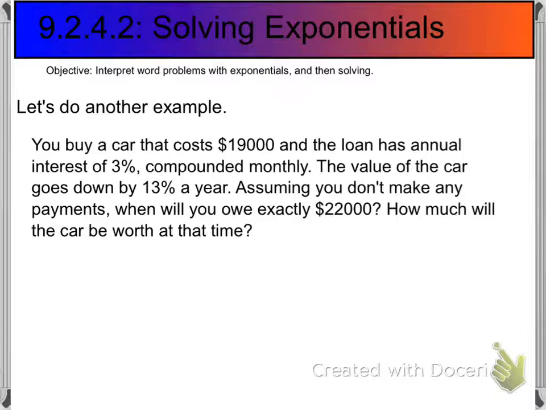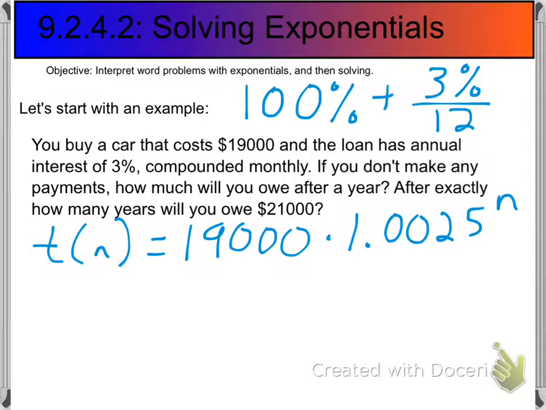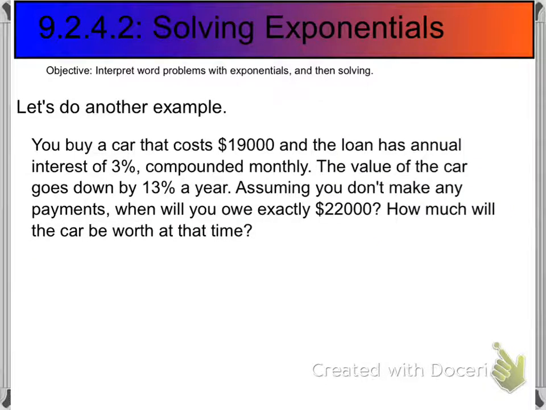Alright, so this is actually the same situation. So the first part, about 19,000, the loan is 3% compounded monthly. You have the same equation. So you can get the same thing from that. You plug in, you see what you have. But the other part, the value of the car goes down by 13% a year. So that one will be a separate equation.